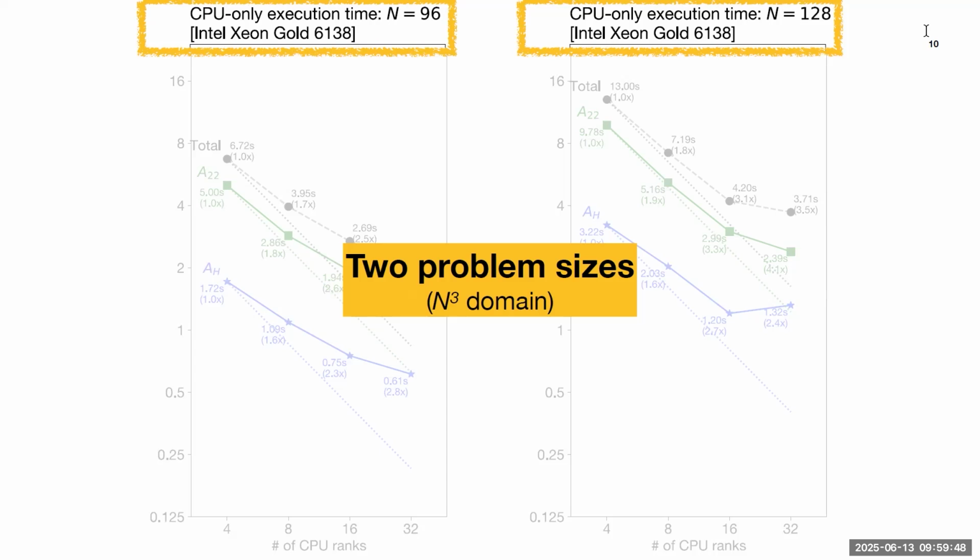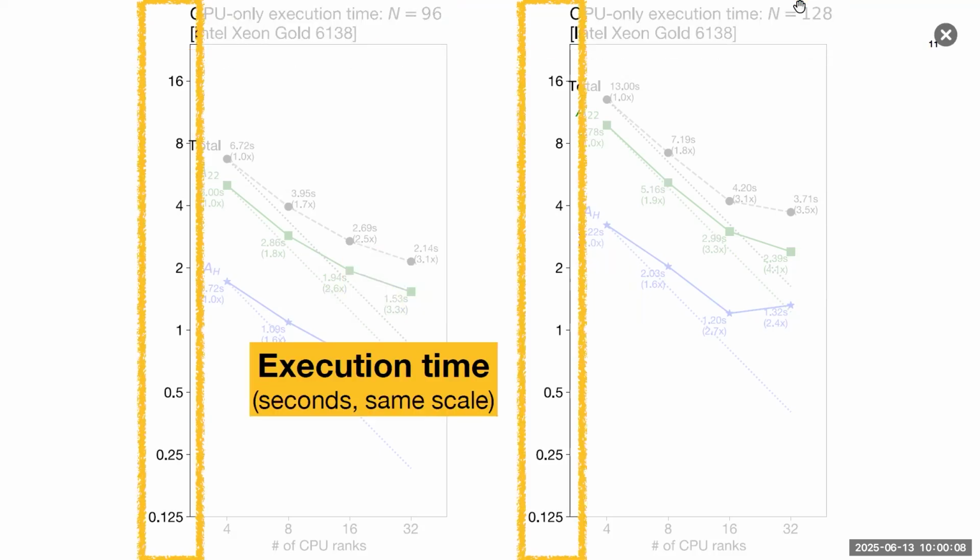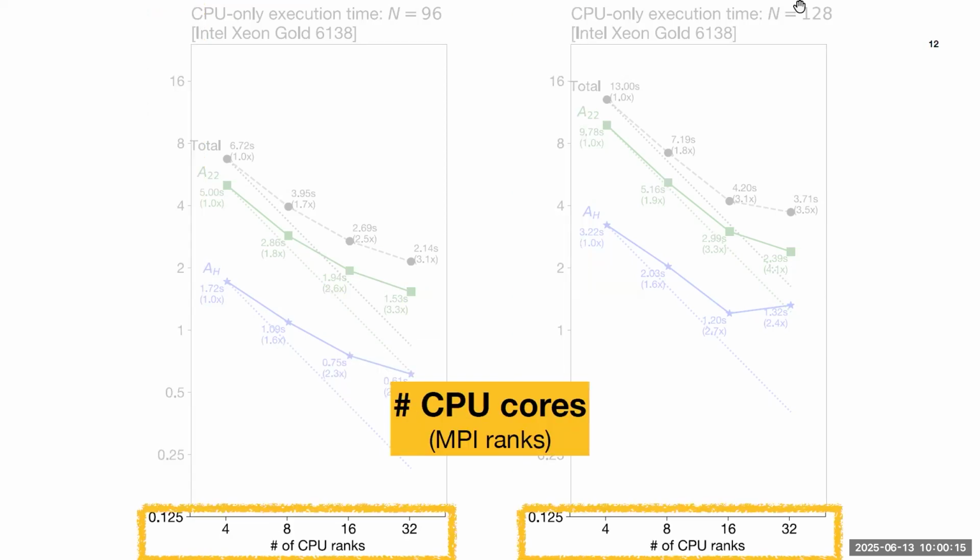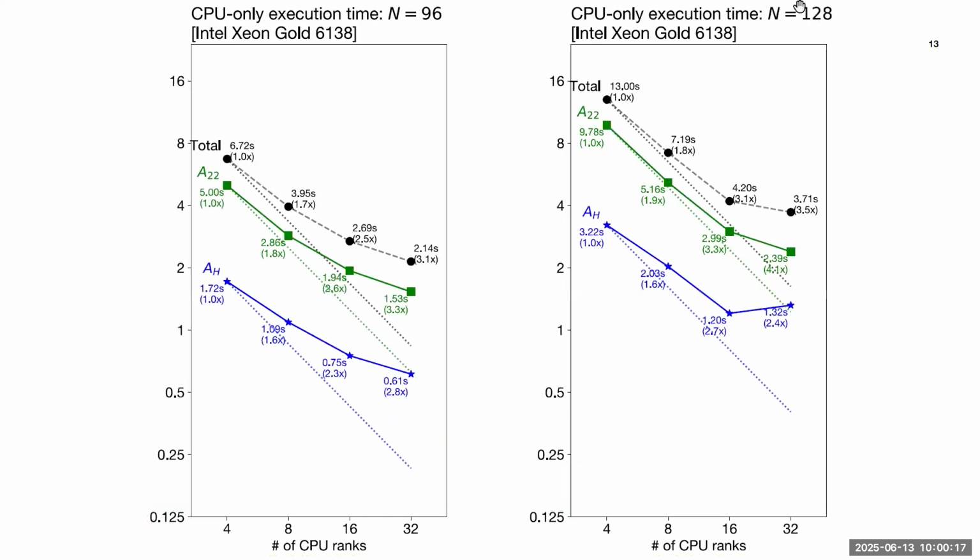Great. Okay. So here on the left-hand side, we have Intel Xeon with 96 cores across two CPU sockets. And on the right-hand side, we have the same CPU with 128 cores. On the y-axis, execution time in seconds. And then on the x-axis, CPU cores. So we're just kind of understanding how the different subsolves perform on a baseline CPU.